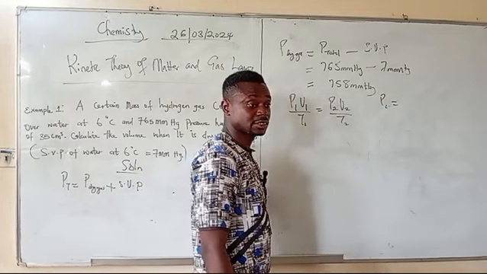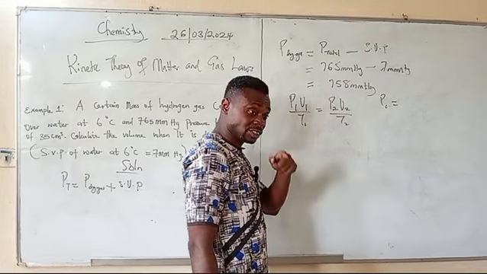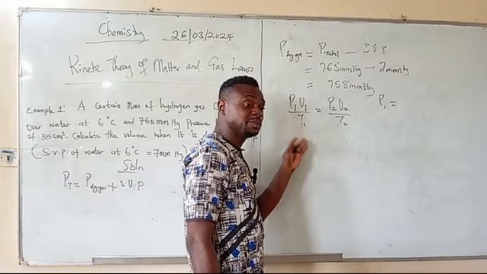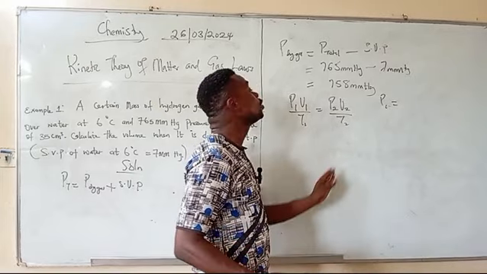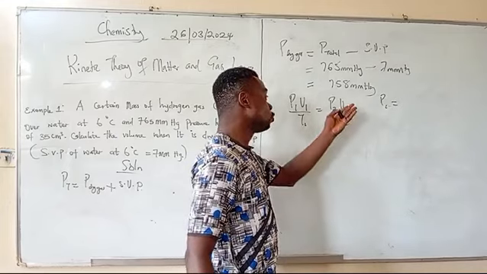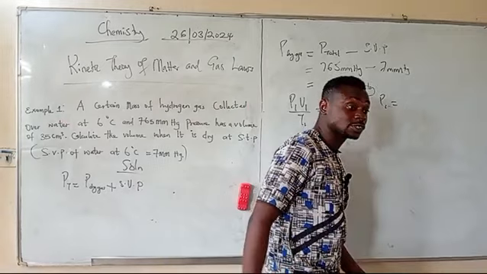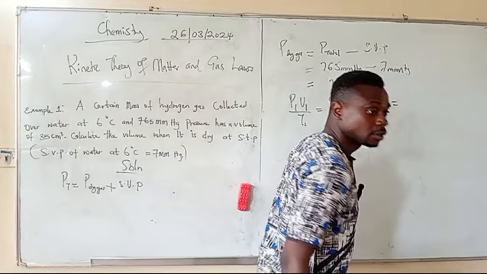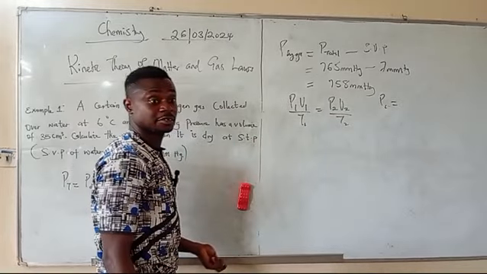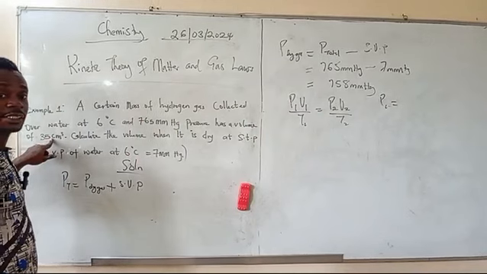Here P1 becomes 758, V1 is 5 cm cubed, and T1 is 6 degrees Celsius. Move it to Kelvin. Then P2 will now become STP: P2 is 760, and standard temperature is 273 Kelvin. So we are going to find the volume at STP.